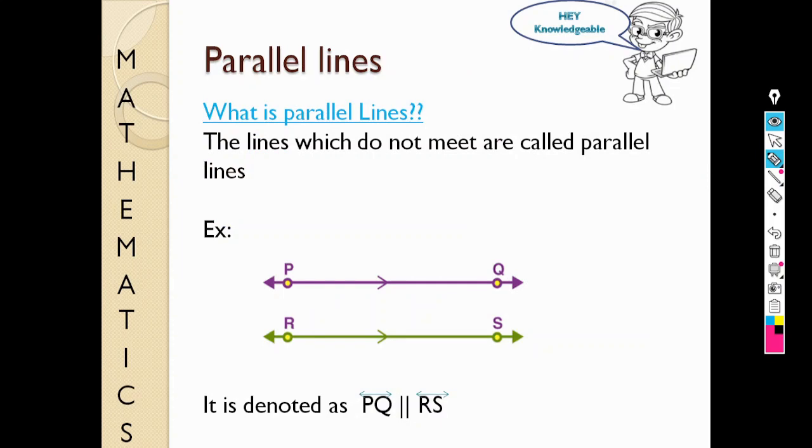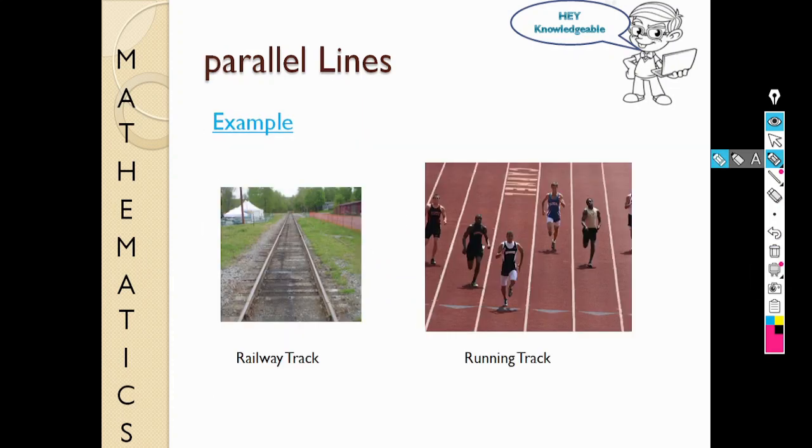So what are parallel lines? The lines which do not meet are called parallel lines. So here the line PQ is parallel to RS. So this is how it is denoted. This sign denotes parallel. Here are some examples of parallel lines. A railway track: this part of the track will never meet this part of the track. So this is called parallel lines. In the same way, a running track we can also call parallel lines. This line will never meet this line. So we can call them parallel lines.